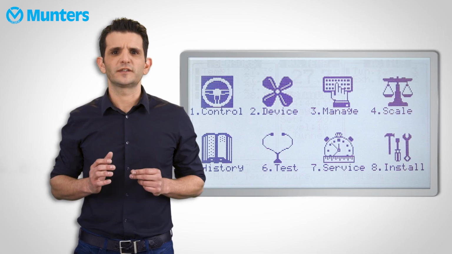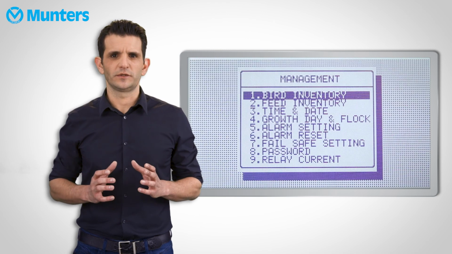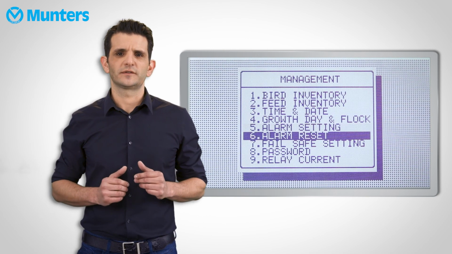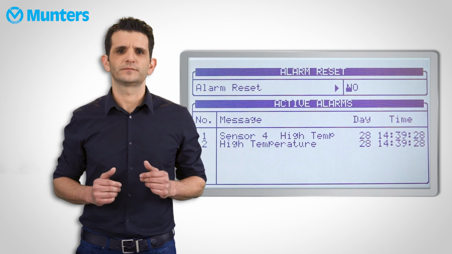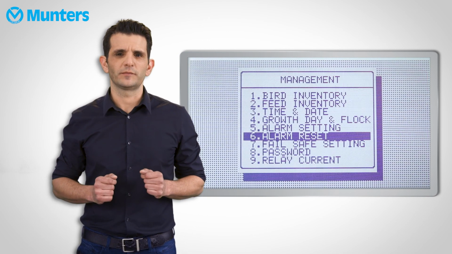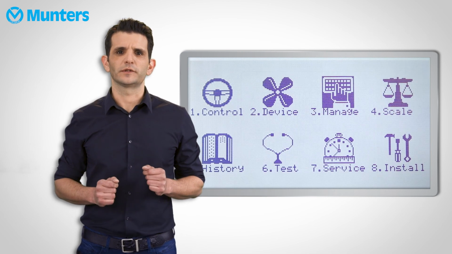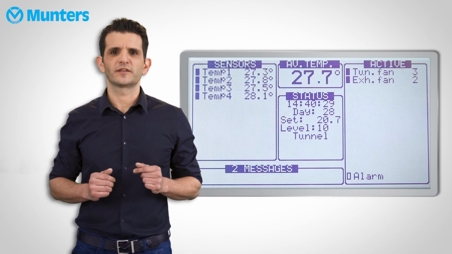In order to reset the alarm, go to Management menu and then Alarm Reset, and simply reset the alarm. After that, you must check all your equipment and make sure that everything is working properly. Most likely you will find something is wrong.